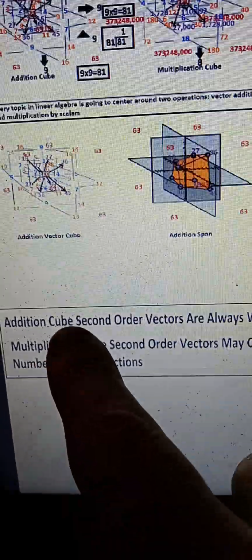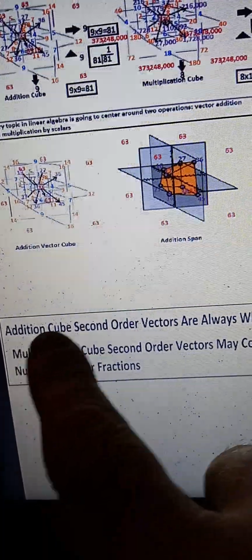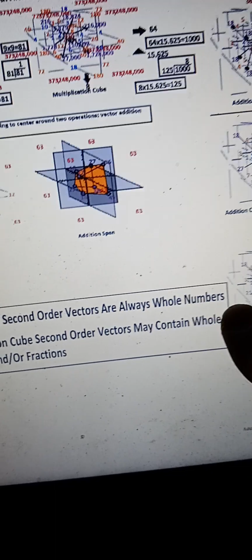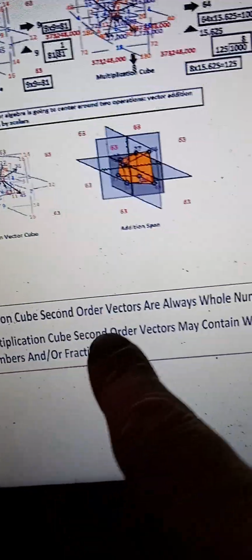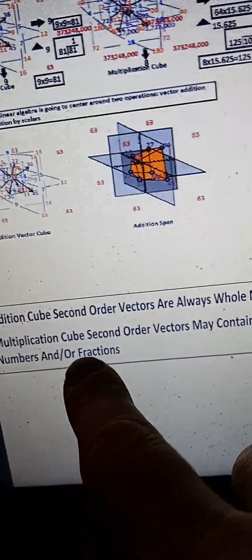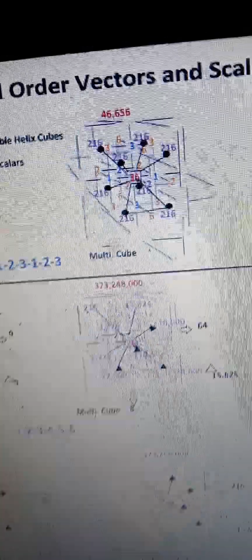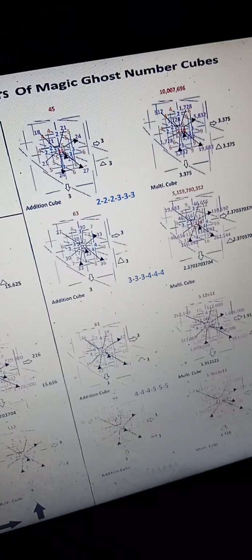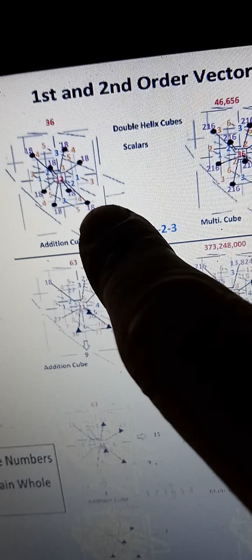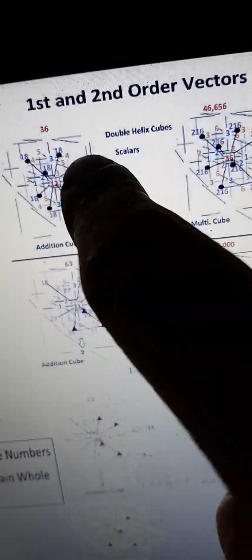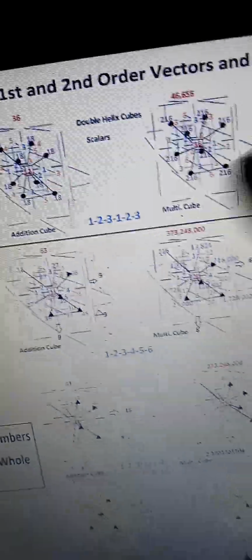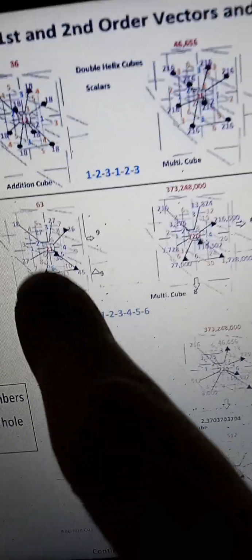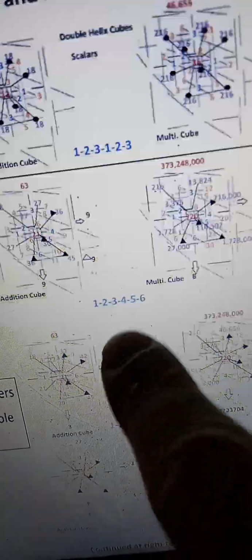So lastly, I had to change this, but what I have now is: addition cube second order vectors are always whole numbers, and multiplication cube second order vectors may contain whole numbers and or fractions. And this is something I worked on previously, first and second order vectors and scalars and magic Gaussian cubes. These are scalars. These are double helix. Anything with the same inner ghost numbers on both sides, all the way around, they're all scalars. They don't have any direction.